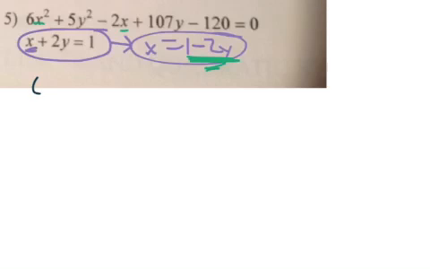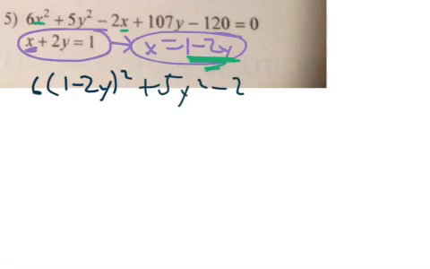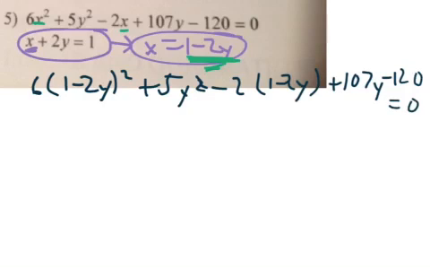I have 6, x squared, well x is 1 minus 2y, squared. I have a 5y squared. I have a minus 2x, well x again is 1 minus 2y. I have a plus 107y, and of course a minus 120 equal to 0.